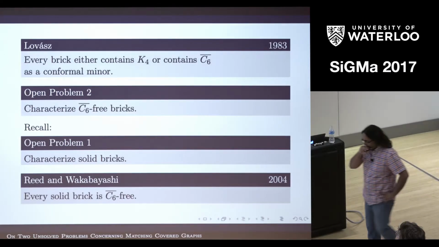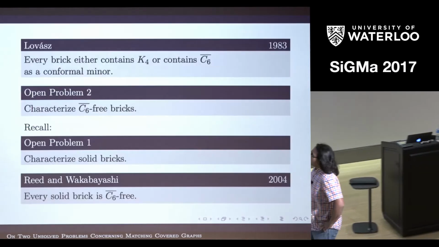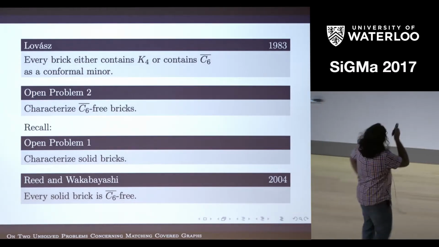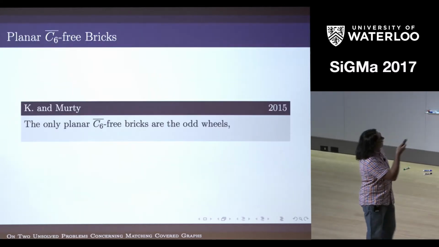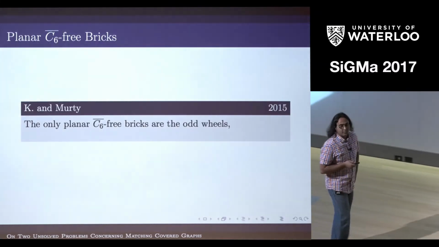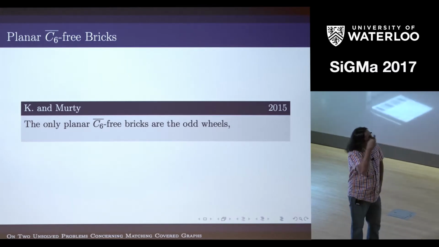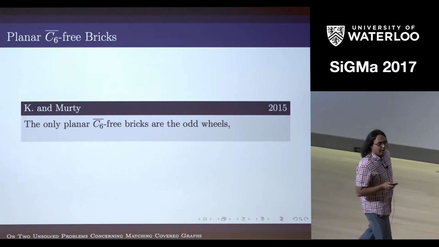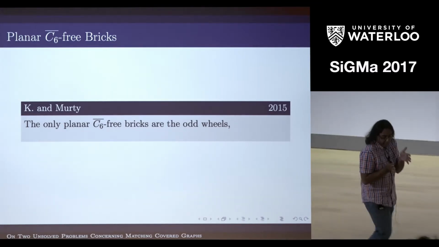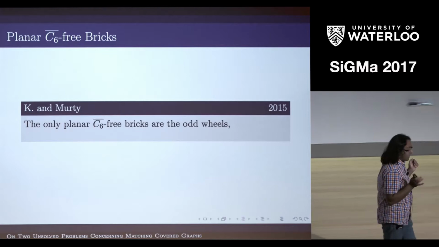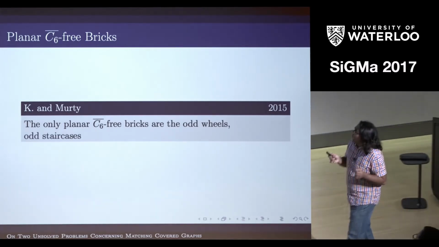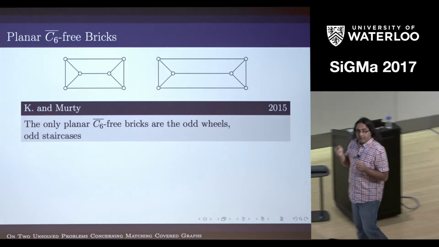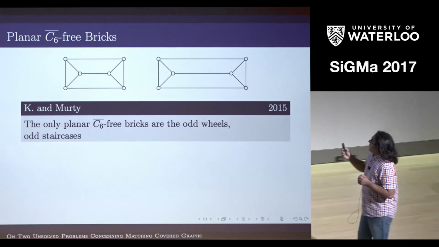So let's talk about the second problem, prism-free bricks. The first problem has been solved for planar, and we solved the second problem for planar bricks as well. So we proved that the only prism-free planar bricks are, well, you expect the solid ones to be in there, so you get the odd wheels for free. What else do you get? Turns out you get one more infinite family called the odd staircases that plays an important role in the works of Norine and Thomas.